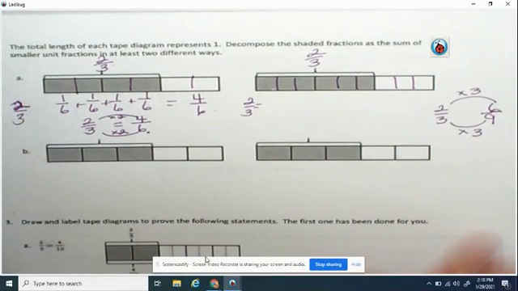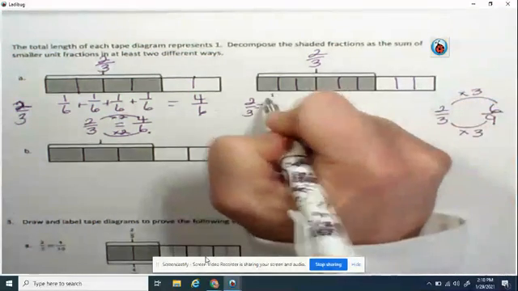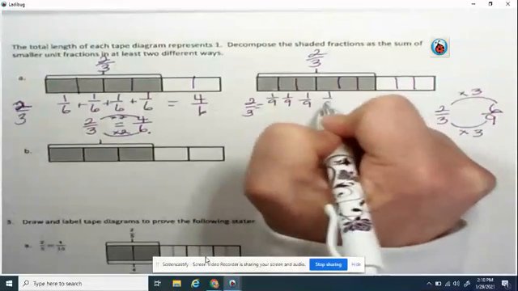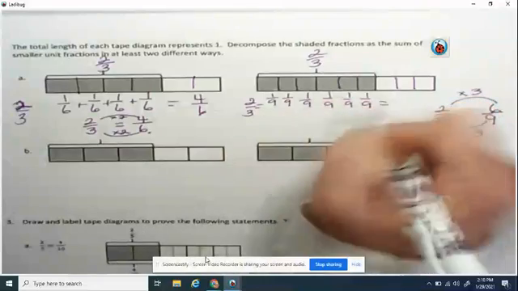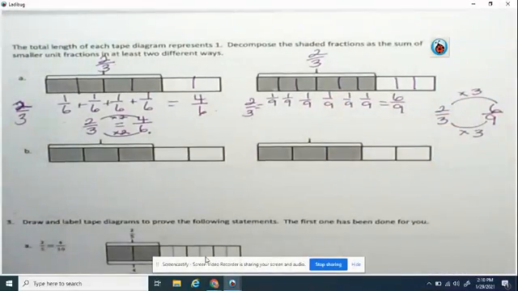Let's see if that works out. 1, 2, 3, 4, 5, 6, 7, 8, 9. 1/9, 2/9, 3/9, 4/9, 5/9, 6/9. 2/3 is equal to 6/9. Okay, y'all kind of see how I'm doing that.